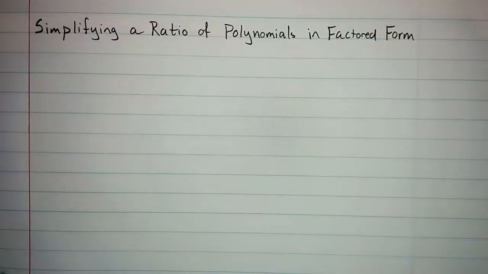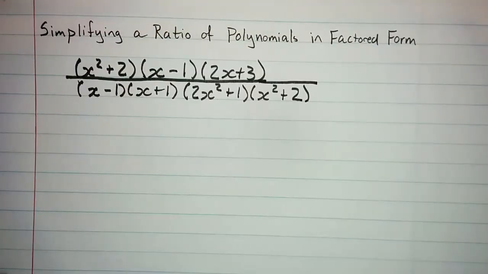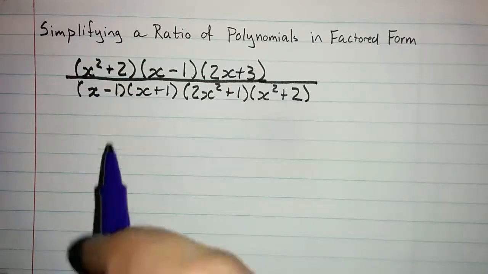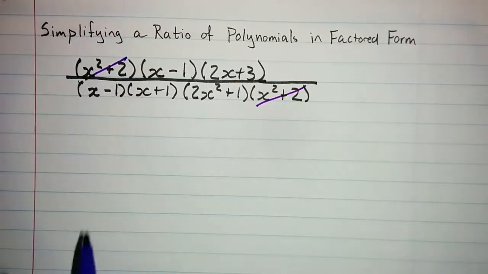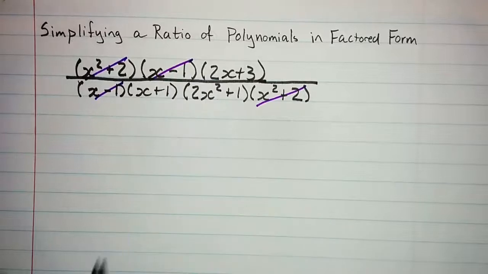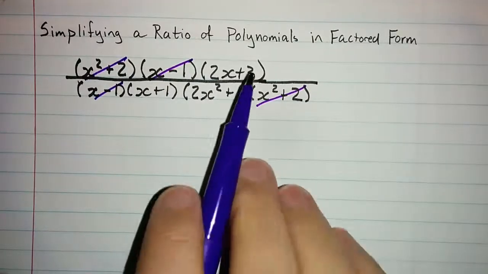What about a rational expression in which the numerator and denominator are both polynomials? Well, if we encounter such a rational expression in factored form, things are still pretty easy for us. For example, if we meet this rational expression, well, we see that x squared plus 2 is a common factor, x minus 1 is a common factor, and that's it.